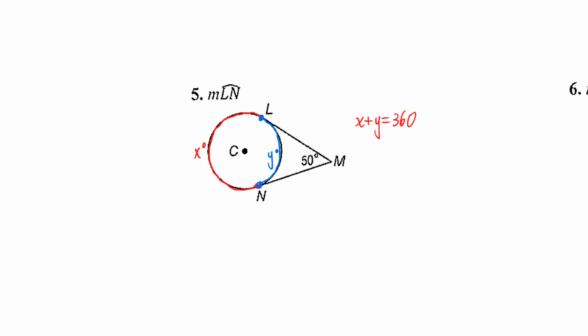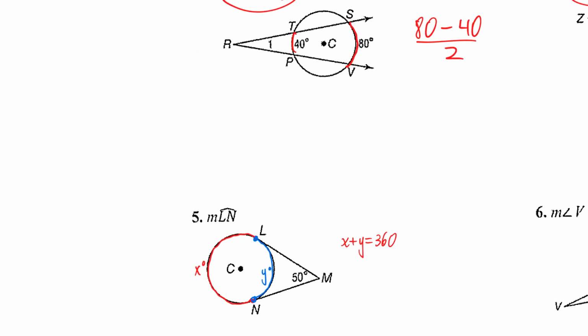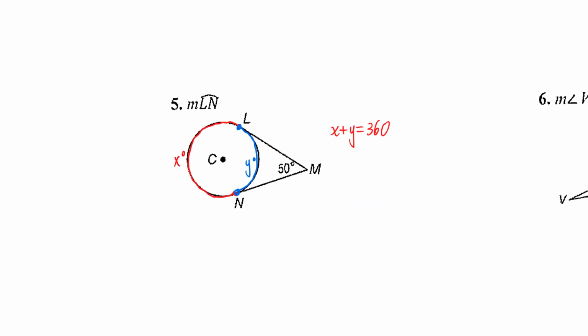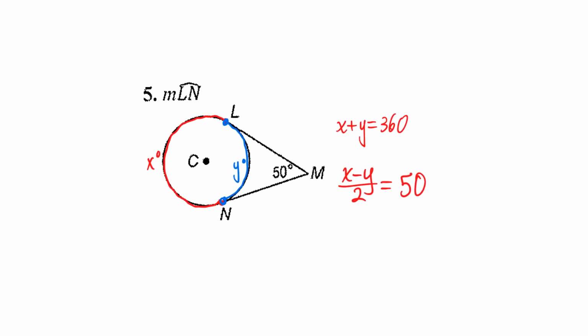Now there's another fact that I know related to what we talked about here. Okay. X minus Y divided by 2 equals 50. Good. And that's the other thing that I know. If I take X and I subtract Y and I divide by 2, that's going to give me that angle, which is 50 degrees here. So within the same problem, there's two independent facts that I know. I know that X plus Y is 360, and I know X minus Y divided by 2 equals 50. So I've got a system of equations here.